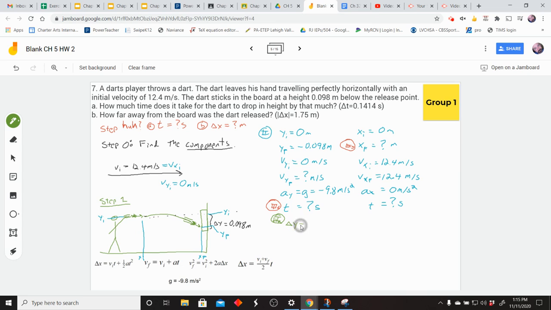So delta y is equal to Vy initial times t plus 1/2 a sub y t squared. All right, is there a useful 0? There is. Vy initial is 0, which means this term here, 0 times t, is just going to go away. And that gives me delta y is equal to 1/2 a t squared.